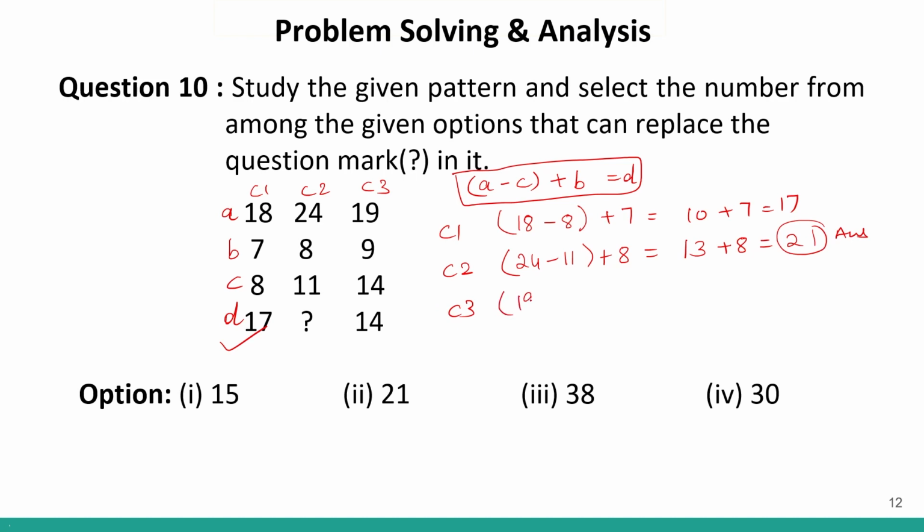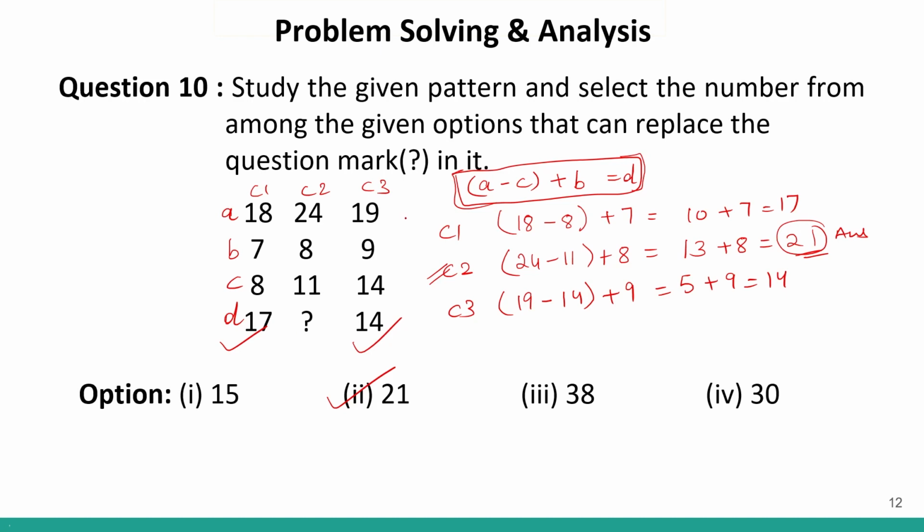Column number 3, 19 minus 14 plus 9. This will be 5. So 5 plus 9 is 14. So for column number 3 also the logic is true. Therefore for column number 2 the logic will be true as well, which is 21. So the answer will be option number 2, 21. Okay. So you see what I did? This is the formula.